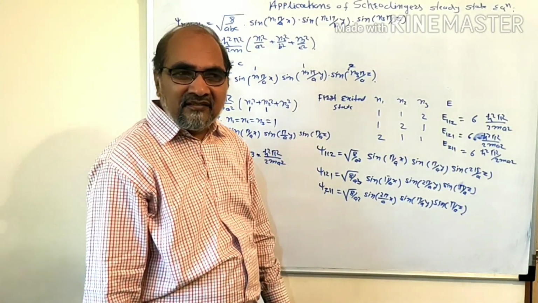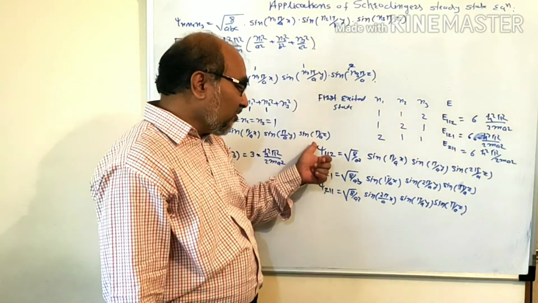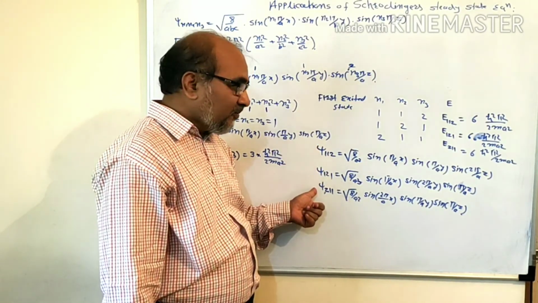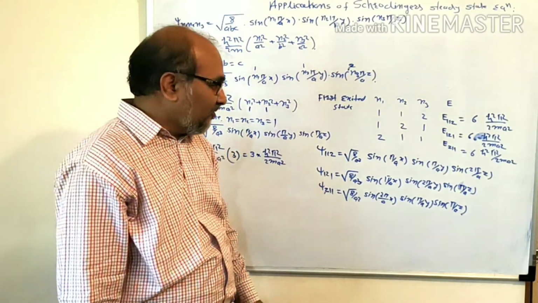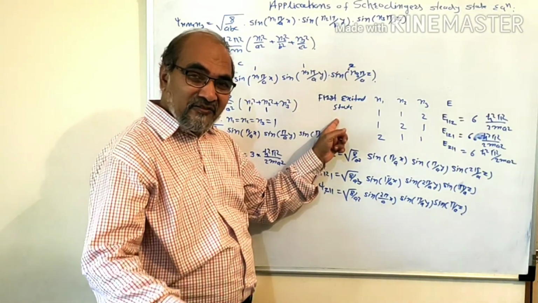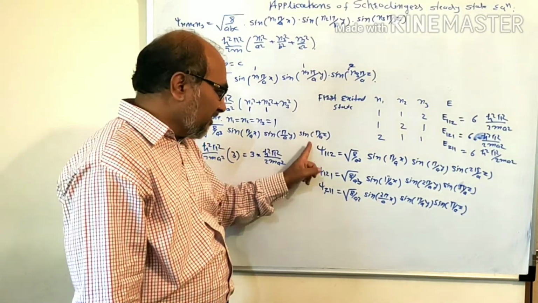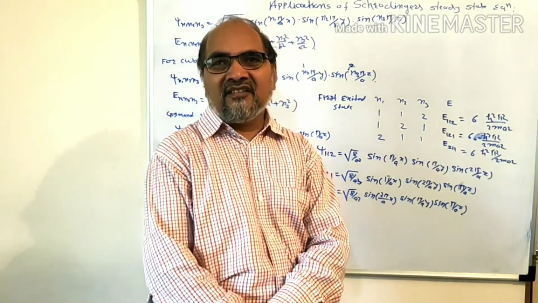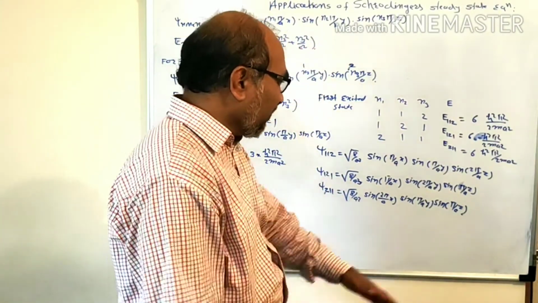And what is the degree of degeneracy? The degree of degeneracy is the total number of states. Here the total number of states is 1, 2 and 3, and therefore this is called threefold degeneracy. So the first excited state of a particle inside a cube is threefold degenerate. The degree of degeneracy is 3, and therefore it is called threefold degeneracy. The corresponding energy is this.